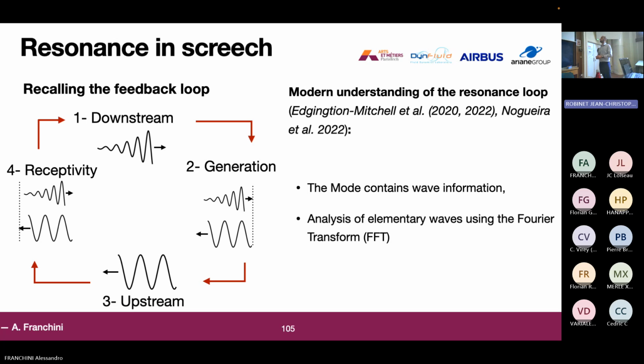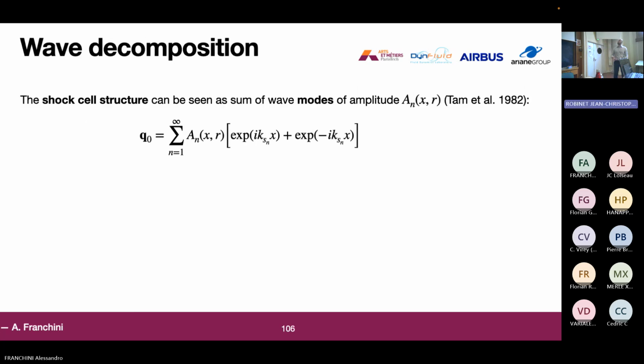So now, since the mode represents a resonance feature, a self-sustained feature, we want to see if we can extract the wave information from these modes. We use a fast Fourier transform in the spatial direction, the x direction, of the modes, in order to explore and separate its components in the velocity phase, in the spectral domain. To do that, first we have to talk about the composition of the shock cell structure, since it is important for understanding the interaction with the Kelvin-Helmholtz mode.